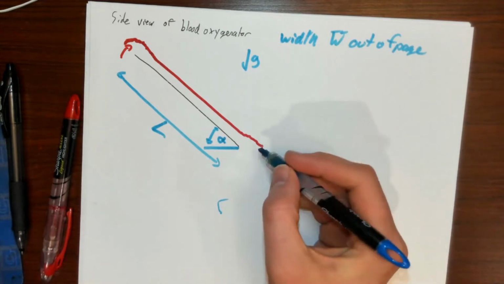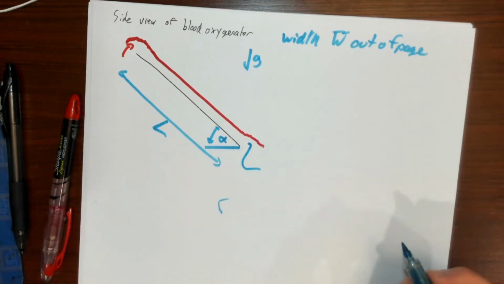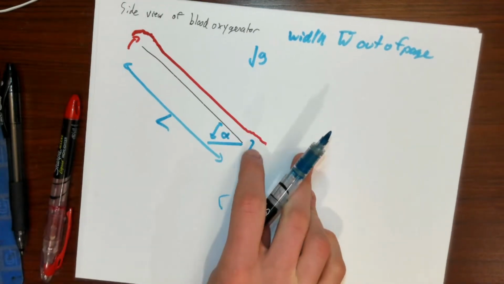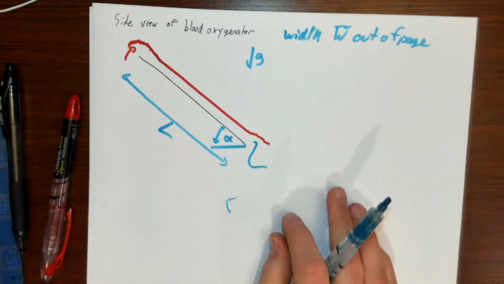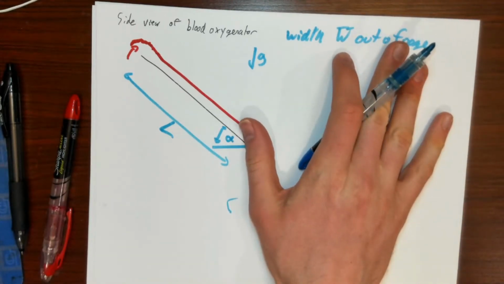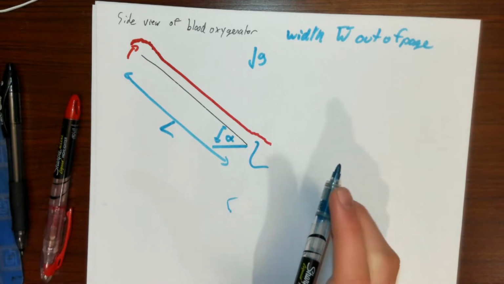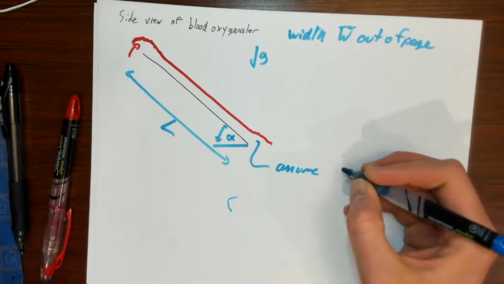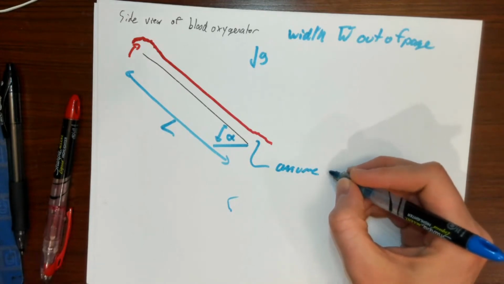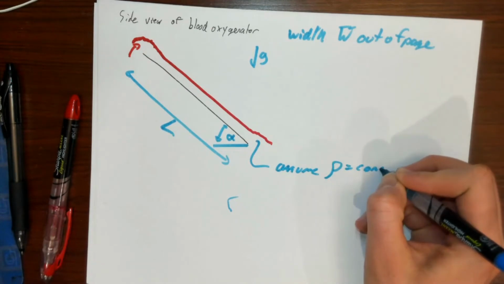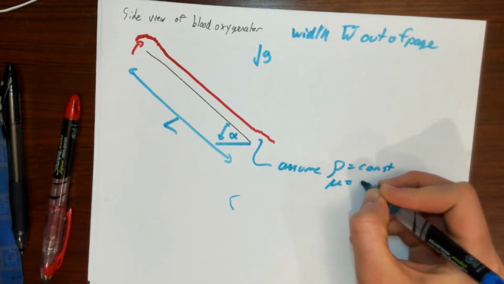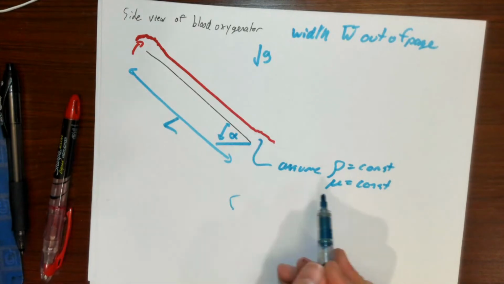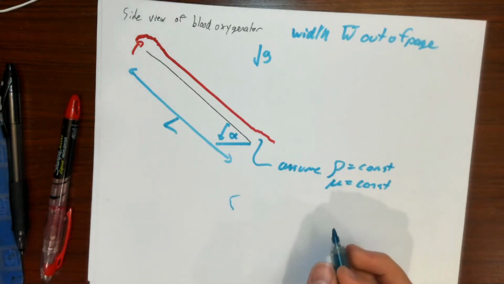Let's also assume that we know some properties of the fluid, and I know what you're saying. Hey, Professor Landon, earlier in this class you gave us a lecture telling that blood was a non-Newtonian fluid, and it is. But for the purpose of simplicity and explanation, let's just assume that we have a blood of some known constant density and constant viscosity as well.